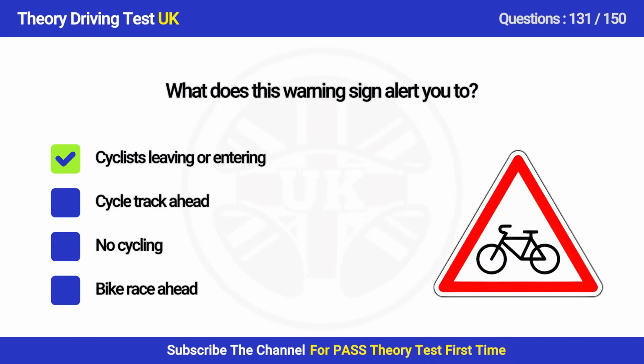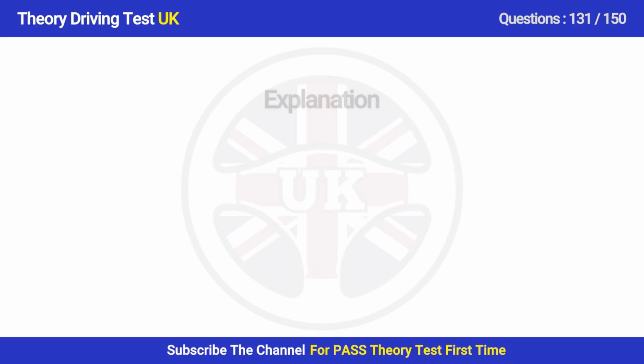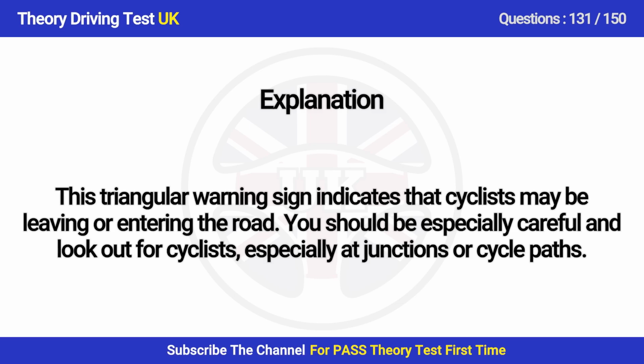Answer is A. Cyclists leaving or entering. This triangular warning sign indicates that cyclists may be leaving or entering the road. You should be especially careful and look out for cyclists, especially at junctions or cycle paths.